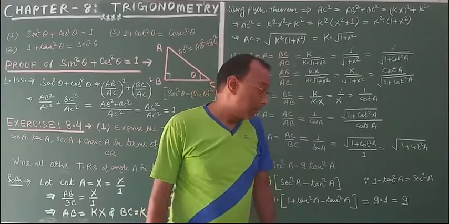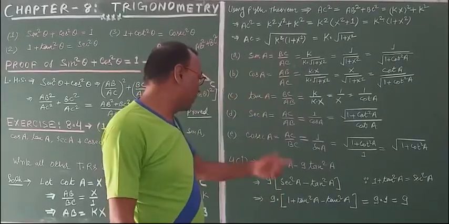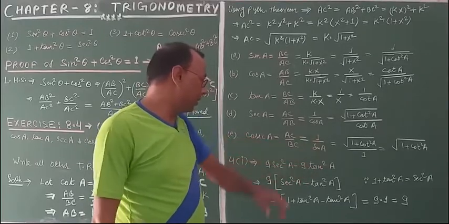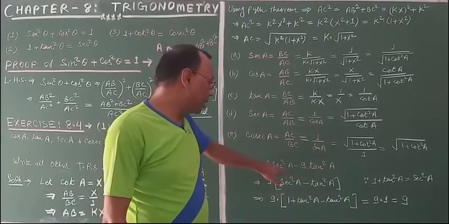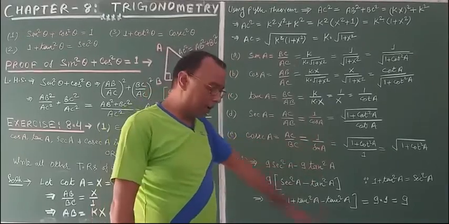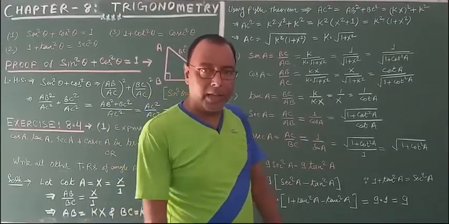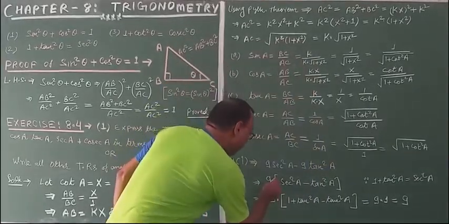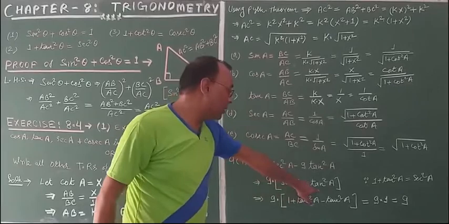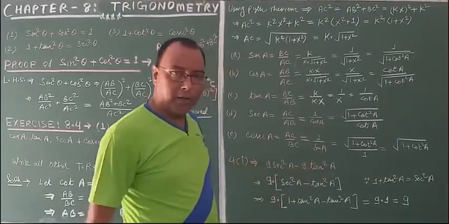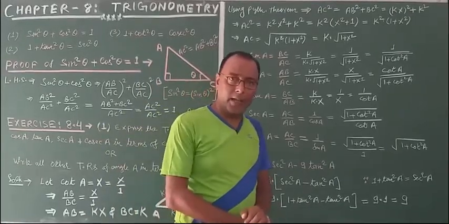Now this is question number 4, first part. Evaluate this: 9 sec square A minus 9 tan square A. We can take 9 outside and you will get 9 into, in bracket, sec square A minus tan square A.